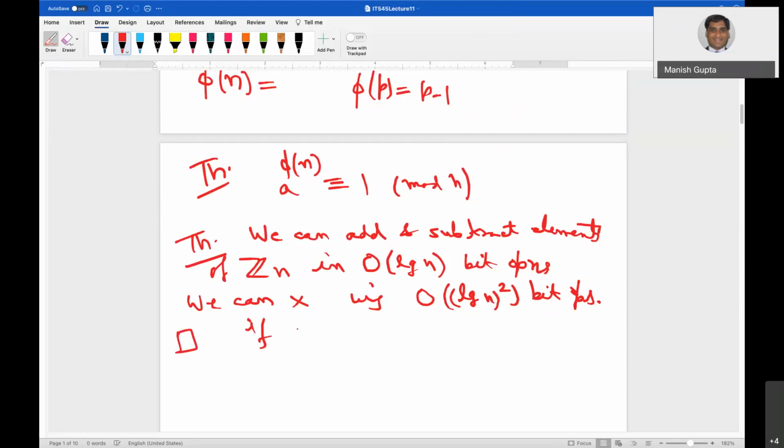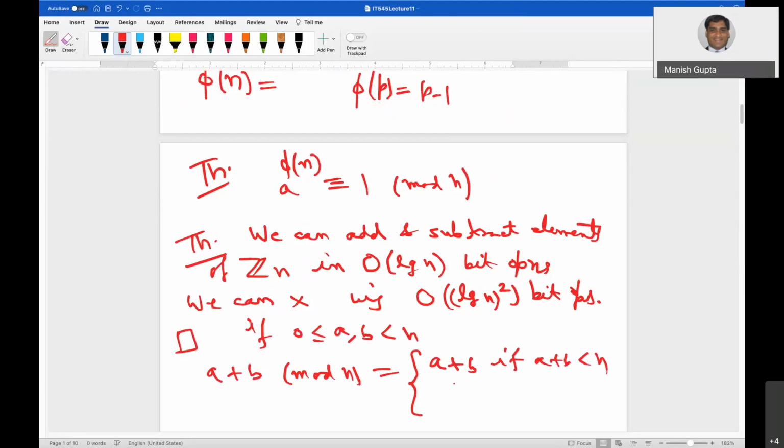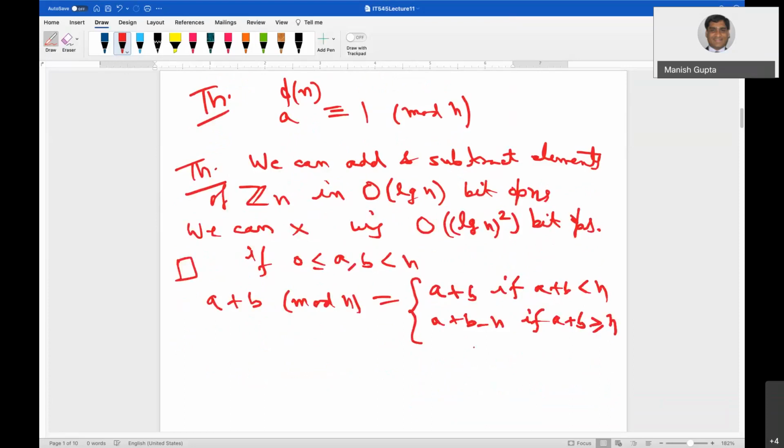Note that if 0 is less than or equal to a, b is less than n, then a plus b mod n is nothing but a plus b if a plus b is less than n, and a plus b minus n if a plus b is greater than or equal to n. So you can see that no division is necessary if you do it like this.